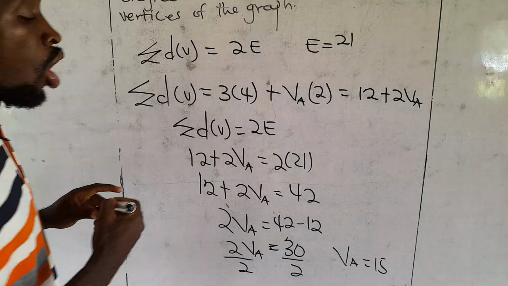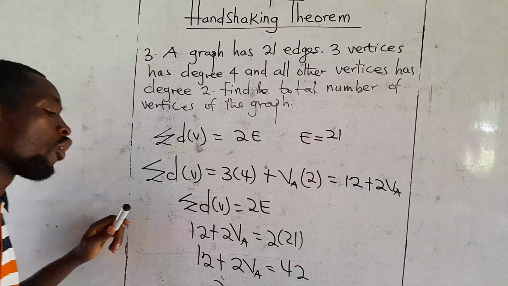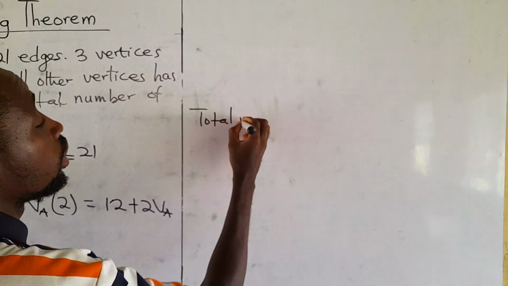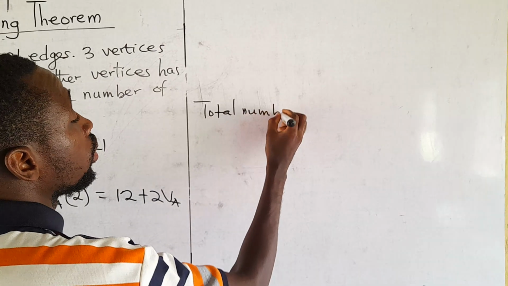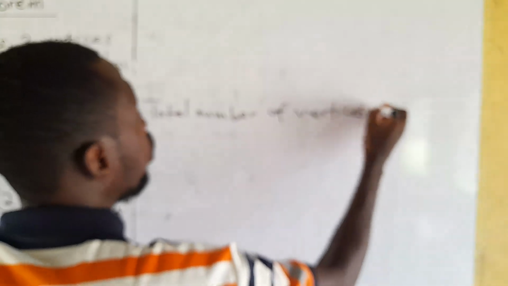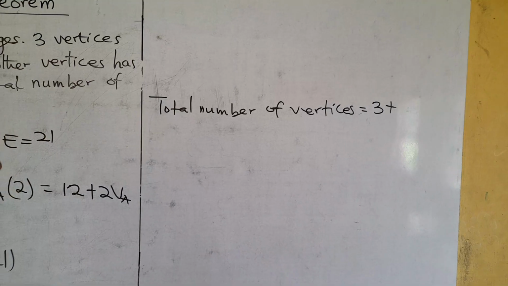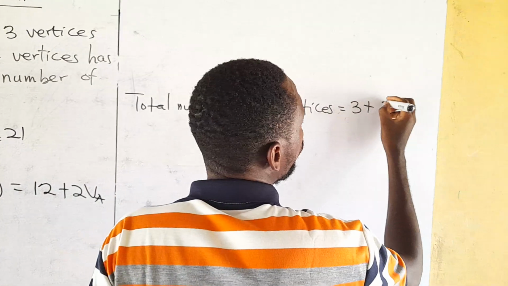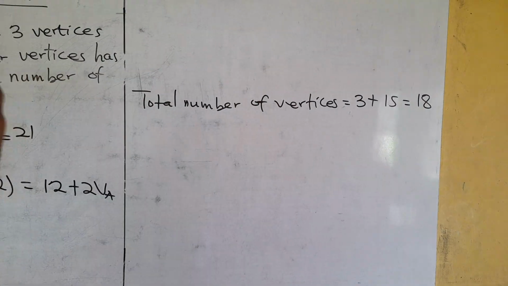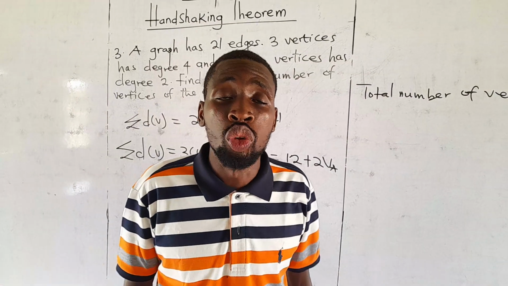So we know that 15 vertices have degree 2 and 3 vertices have a degree of 4. Then the total number of vertices will be equal to the 3 vertices with degree of 4 plus the 15 other vertices with degree of 2. So the total number of vertices becomes 18. I hope you get that. So this is very simple. We'll solve one more example on this so that you understand better.